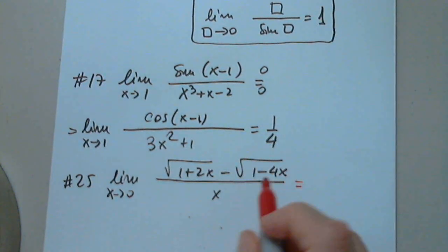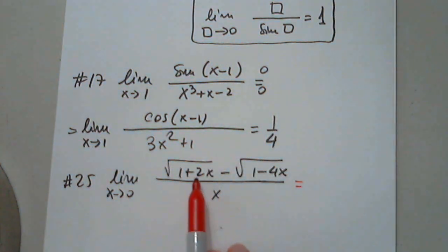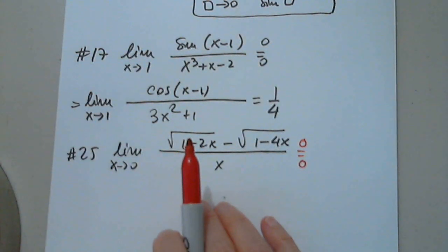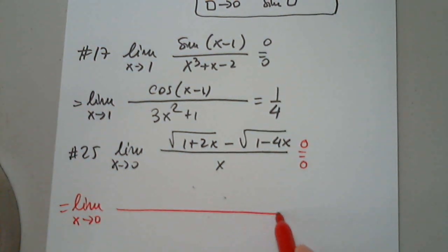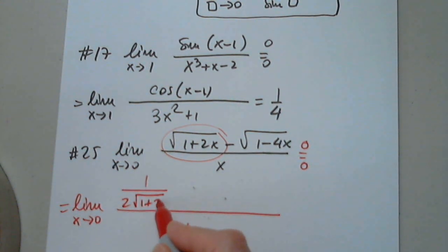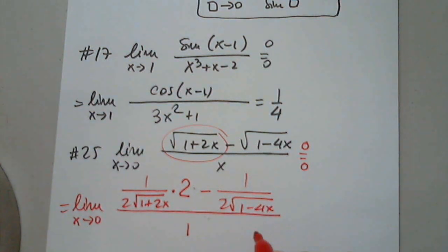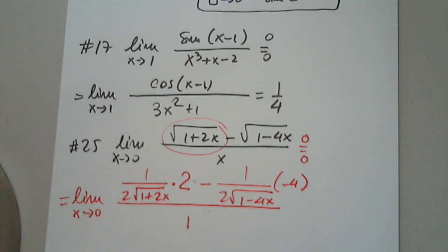First of all, I have to check. I cannot apply L'Hopital's rule just because, right? This is 1, this is 1, 1 minus 1 is 0, and this is 0. Okay, so let's see how this works. Limit as x approaches 0. The denominator is 1. Now when I differentiate this, I get 1 over 2 the square root of 1 plus 2x, but then times the inner function prime, minus 1 over 2 the square root of 1 minus 4x times the inner function prime. Okay, it's pretty nice. Not too bad.